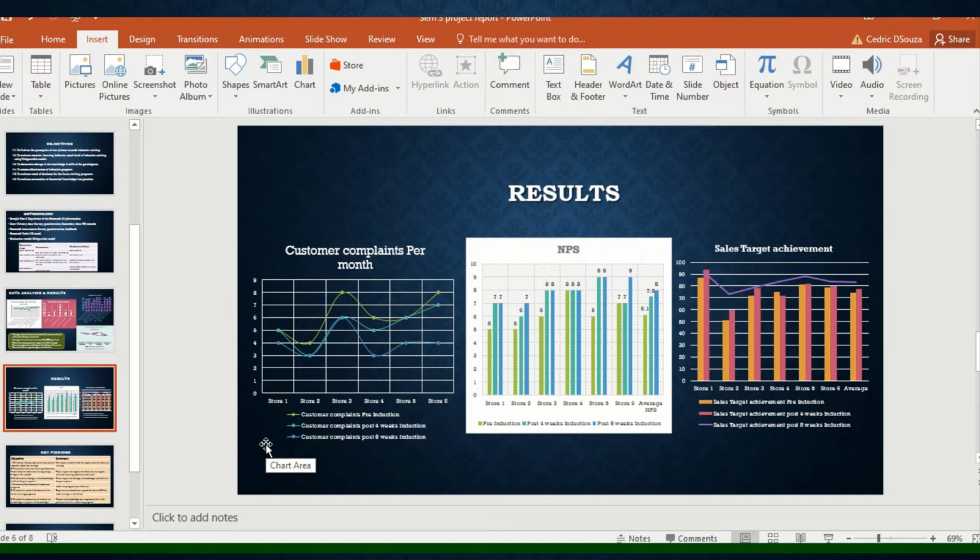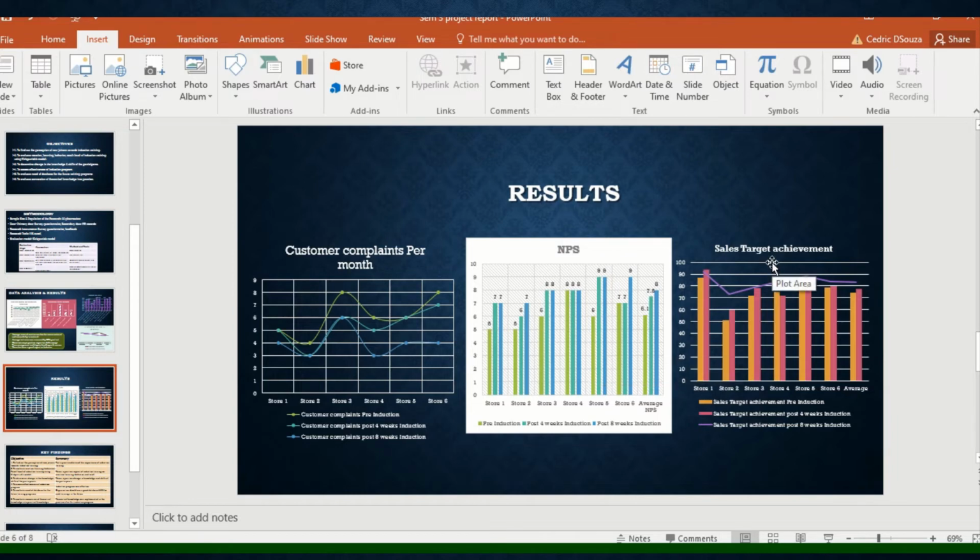For results, we had evaluated change in customer complaints per month. Here the green color defines pre-induction customer complaints, and the blue color defines post-induction. We can see the number of customer complaints, which is the upper line, has definitely decreased post-induction. And again we evaluated net promoter score. Store wise we have collected, as these 30 participants were sent to 6 stores, and here the green color denotes the pre-induction net promoter score, and the blue color defines the post-induction score. So you can see there is definitely a positive change in NPS.